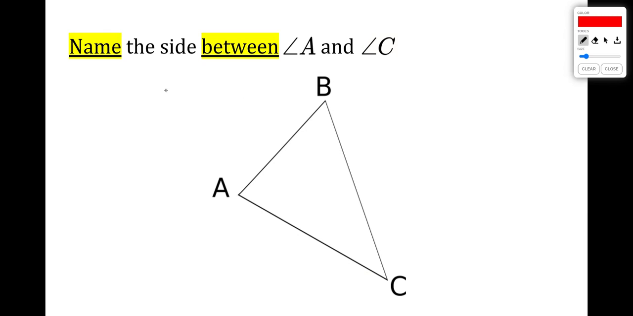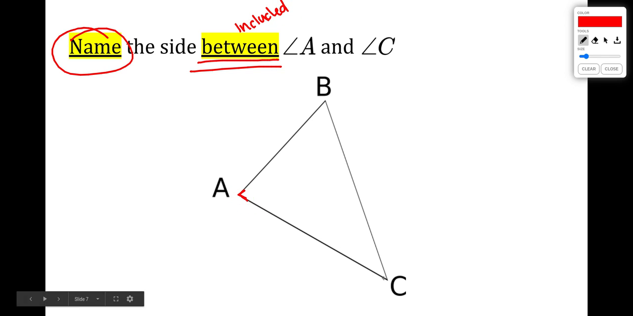Okay, this is also a really important piece to know. Is it included or is it excluded? Is it included in them, or is it not included, which is excluded? So I'm not marking anything this time. Name the side that is in between, another word for that might be included, in angle A and angle C. So here's angle A, here's angle C. If it's included, it's in both of them.